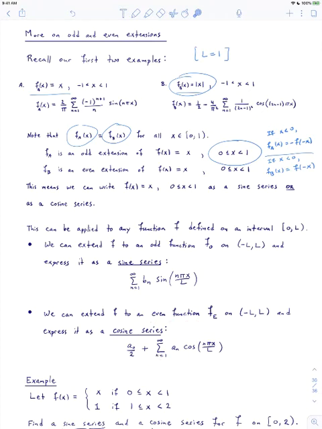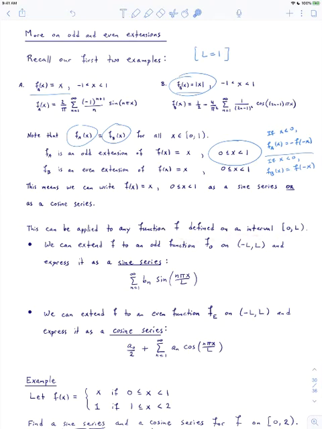So you have a choice. You can take your function and either write it as a sine series or a cosine series. And then we just restrict the answer to the interval from 0 to L. Because f is just defined from 0 to L, you don't know what's going on with f for x negative. That's not given to you. f is just defined on this interval from 0 to L.